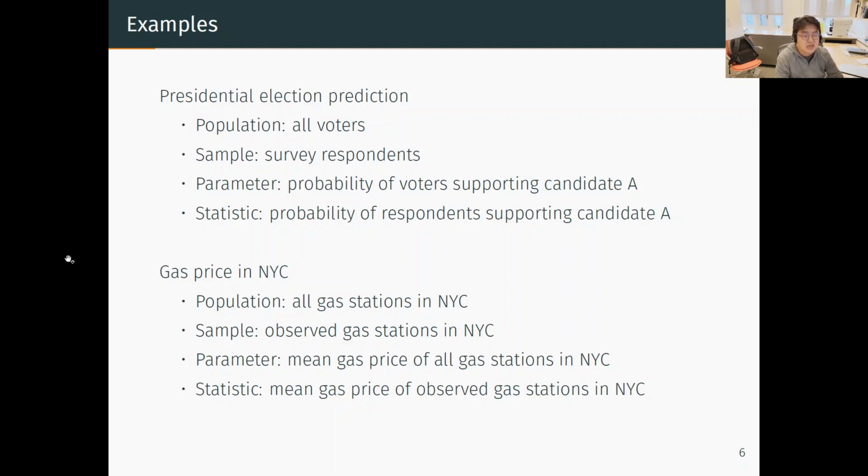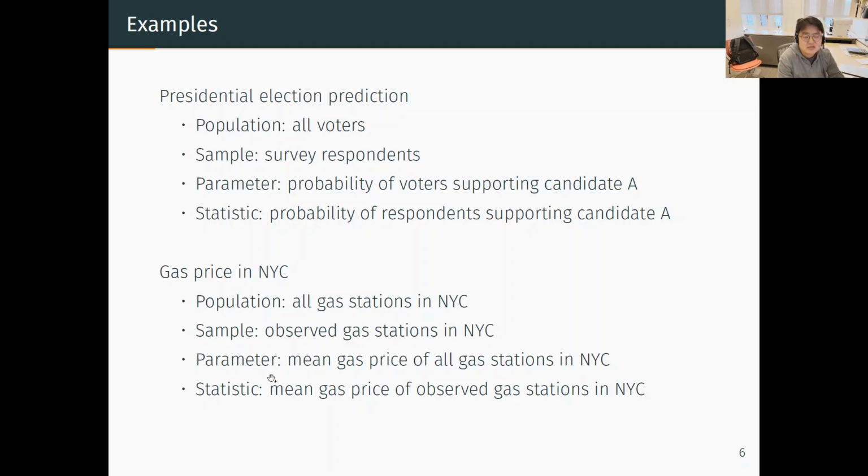Okay, so you can think about the presidential election as an example of an estimation problem by matching those terms like this. And also gas price in New York City, where the population is all gas stations. If you can visit all gas stations in New York City, then you can just collect the data and calculate the mean gas price. That is just a matter of computation if you can observe them. But assume that it is impossible to visit all gas stations. So our sample is limited to observed gas stations, right? Observed gas stations are just a part of all gas stations in New York City, randomly chosen ones.